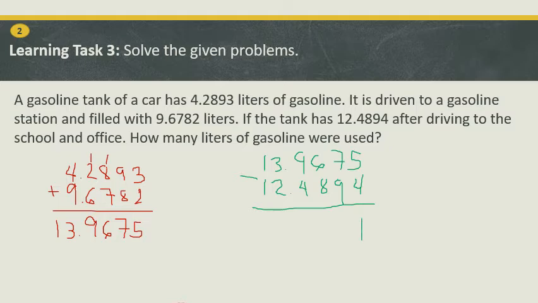So, 5 minus 4 is 1. 7 minus 9, so cannot be. So, manghihiram tayo sa 6. So, ito ay magiging 17. Ito ay magiging 5. So, 17 minus 9 is 8. Then, 5 minus 8, hindi pa rin pwede. So, manghihiram tayo sa 9. So, kaya ito ay magiging 15. Tapos ito magiging 8 na lang. Okay, so 15 minus 8 is 7. 8 minus 4 is 4. Then, yung decimal point natin, so 3 minus 2 is 1. And 1 minus 1 is 0. So, no need na natin ilagay sa unahan yung 0. Okay, so ang answer natin is 1 and 4,781 10,000 liters. Okay, so ito po yung nagamit nung pagpunta sa school and office.